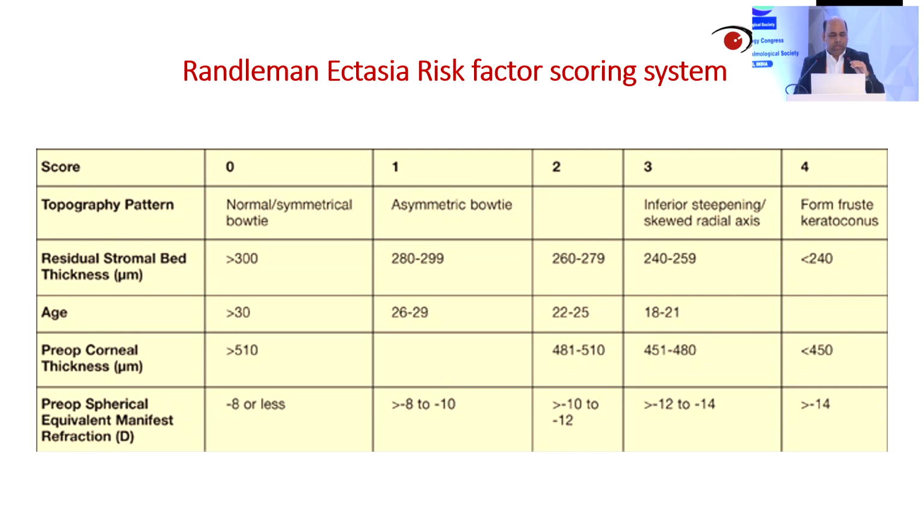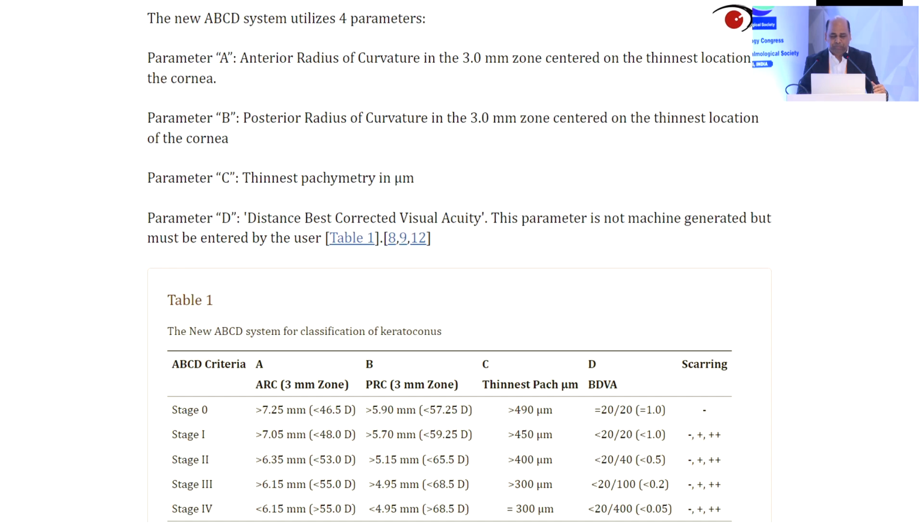This is the age-old Randleman criteria of ectasia risk factors, in which they divide the patient based on the topography pattern, whether it's a symmetrical bow tie or asymmetrical bow tie. Residual stromal bed, again, as I told, more than 300, there is no risk of ectasia. Age more than 30, the risk of ectasia goes down significantly. Pre-op thickness more than 510 micron, and pre-op spherical equivalent -8. So we can divide and tell the patient in which risk category they come.